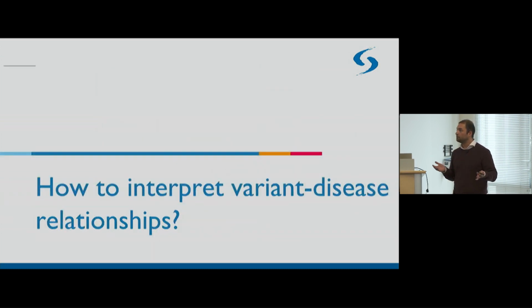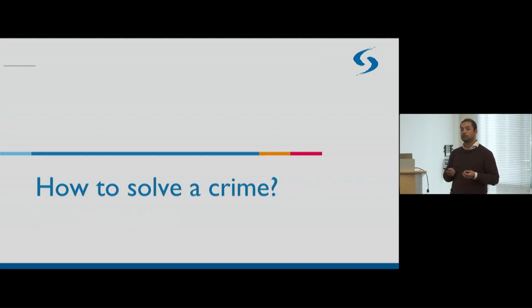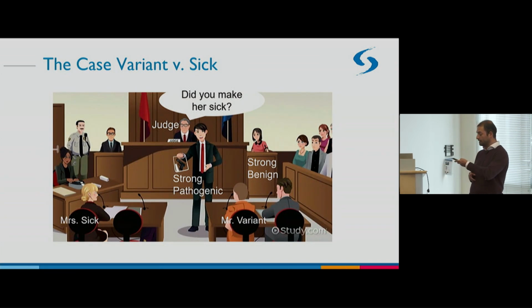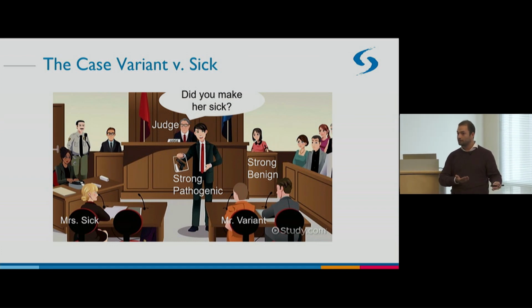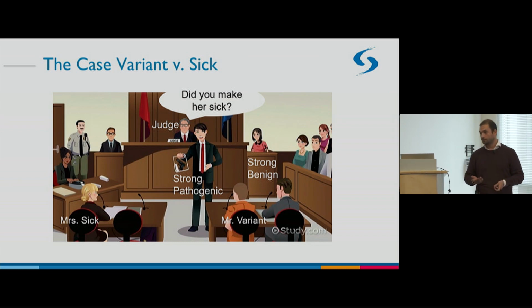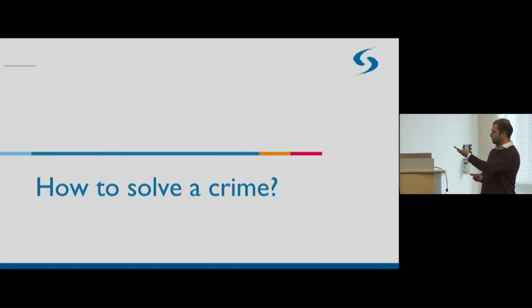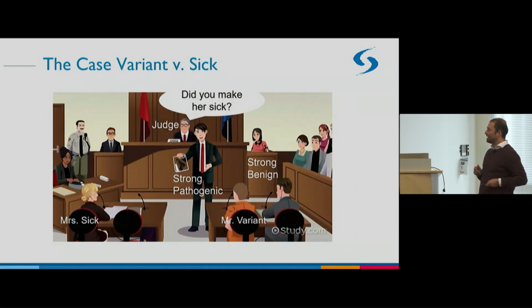So how to interpret variants and their relationship to disease? We use a lot of homology, which is pretty similar to how to solve a crime, because we have an accused, Mr. Variant here, that is accused of causing the disease of the person next to it. And then we have a judge, which will be us, that will decide, according to several arguments, if the variant is in fact causing the disease or not. Is the variant guilty or not? Sorry, this is the other way around.